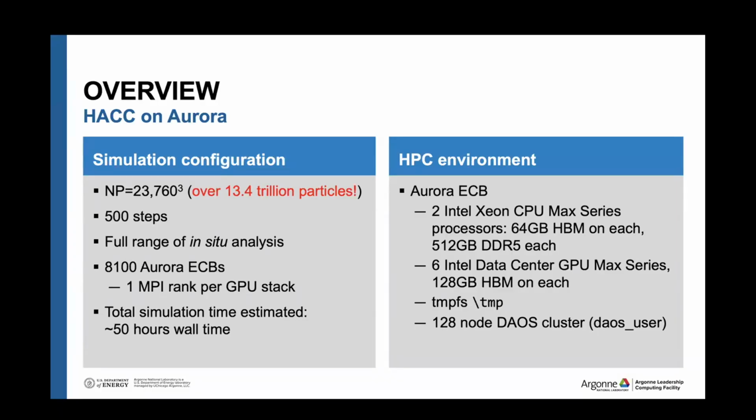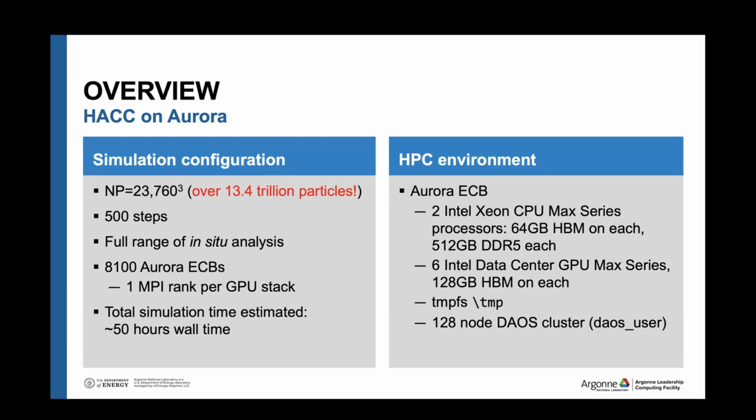So we were able to take advantage of the very large memory footprint to increase our problem size, to run on a system like Aurora that has this additional capacity. The simulation runs in 500 steps, and it runs a full range of in-situ analysis. So there's a rich set of products that come out of a simulation like this. On Aurora, this is running with 8,100 ECBs, exascale compute blades, and we run in a configuration of 1 MPI rank per GPU stack.